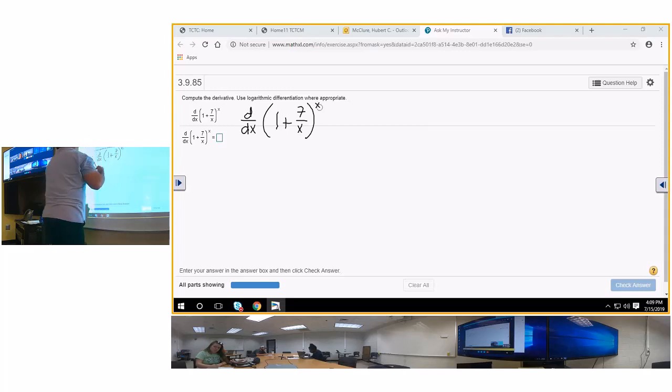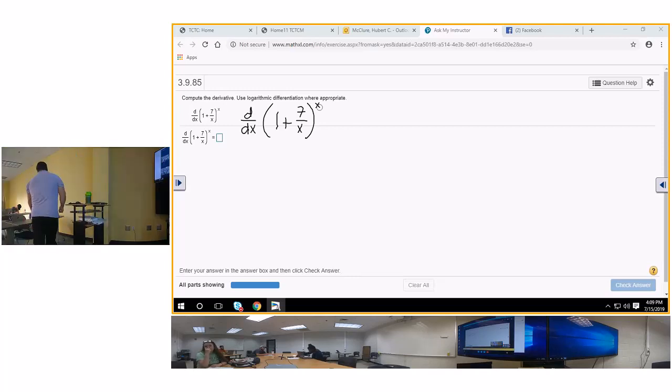Now in this case, you've got an x in the exponent, you've got a rational. I would probably take the log of both sides. Well, Hubert, why can't we do the exponential? Well, you can, but you got a lot of junk up there inside those parentheses. I would probably do the natural log of both sides.